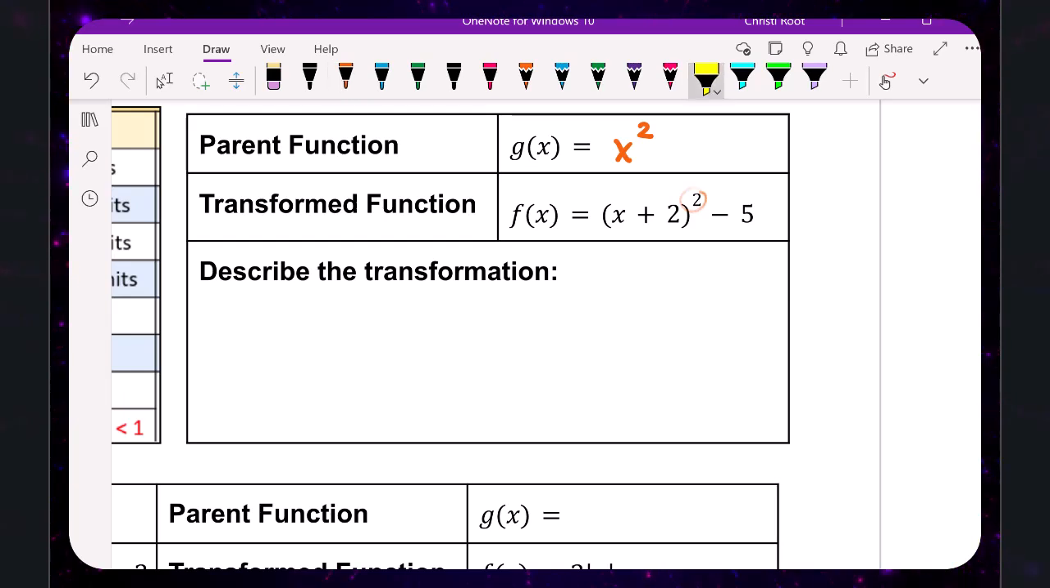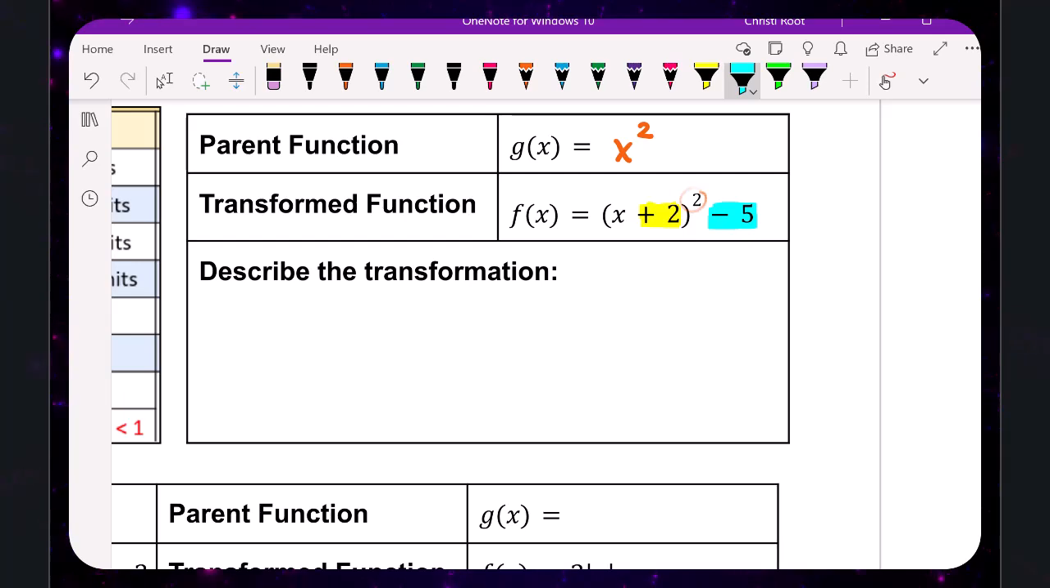Here's what you need to do, though. You're going to play detective and figure out what has changed. It looks like the x has a +2 added to it. See how it's in the parentheses with the x? And then I also have a -5.